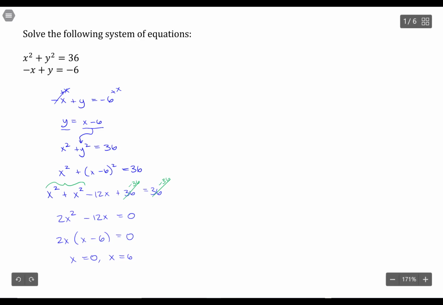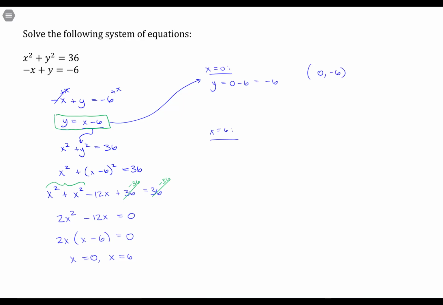And if you'll recall, we had this equation right here where y was solved by itself. So I can take that and figure out the y values associated with x equals 0 and x equals 6. So if x equals 0, then y is 0 minus 6, which is negative 6. So one solution is (0, negative 6). And if x equals 6, then y equals 6 minus 6, which equals 0. So the other solution that I have is (6, 0).